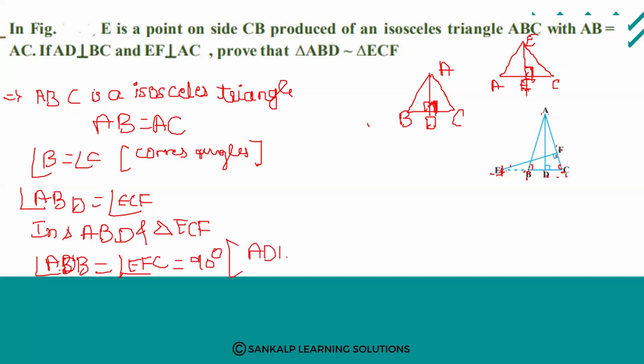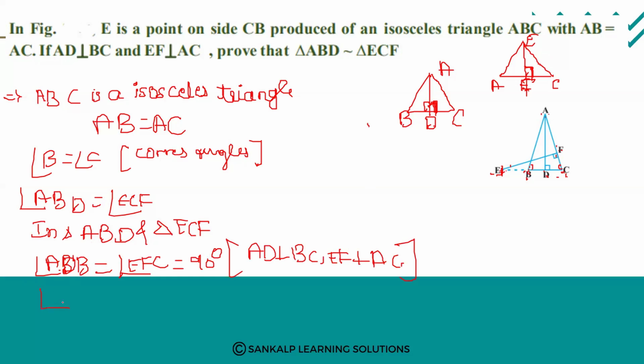AD is perpendicular to BC and EF is perpendicular to AC. Right? So now here angle ADB is equal to angle EFC. That means D is equal to F is 90 degrees. That means these two angles are equal.